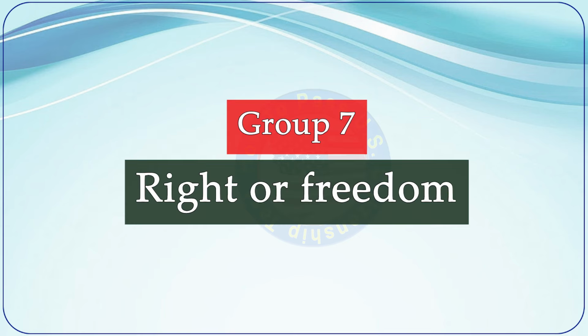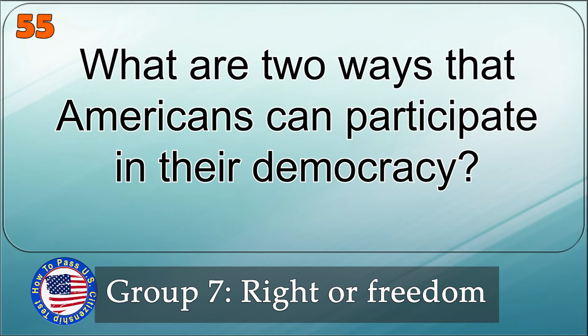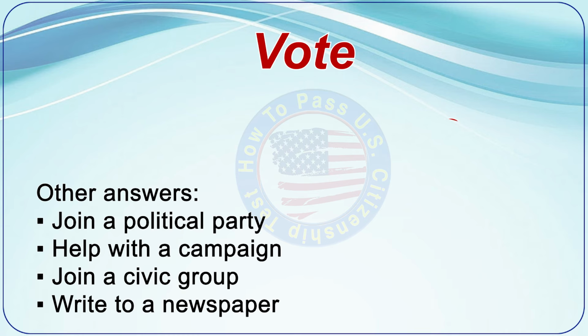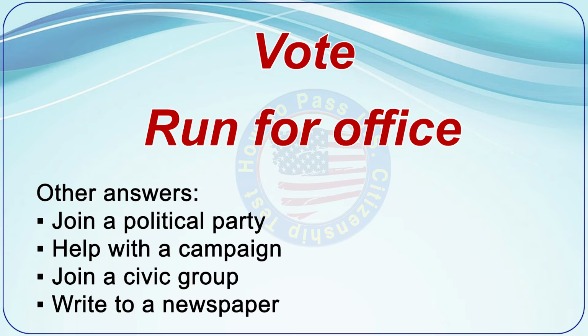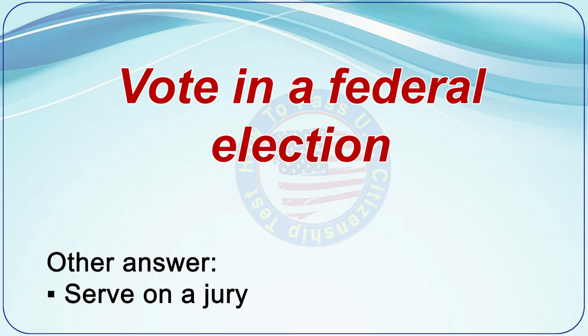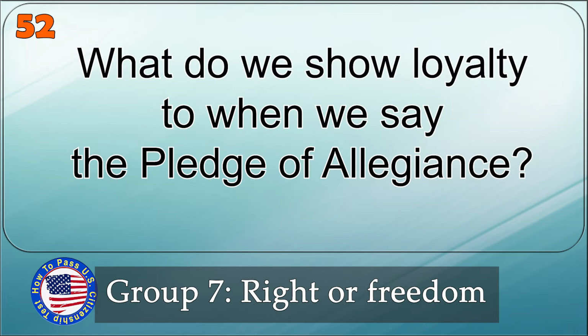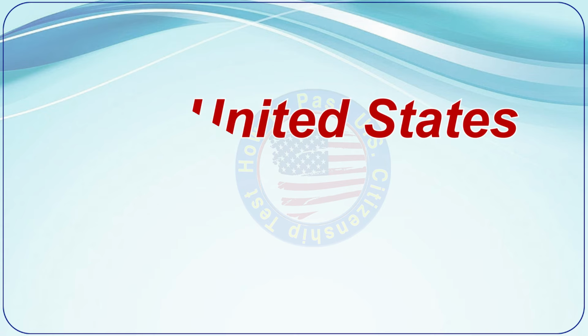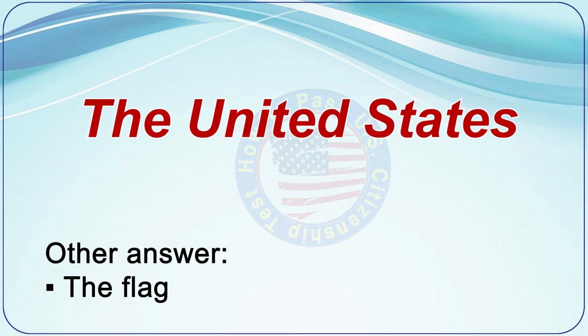Group 7, Rights and Freedom. What are two ways that Americans can participate in their democracy? Vote. Run for office. What is one responsibility that is only for United States citizens? Vote in a federal election. What do we show loyalty to when we say the Pledge of Allegiance? The United States.